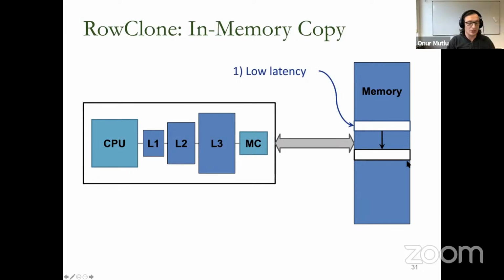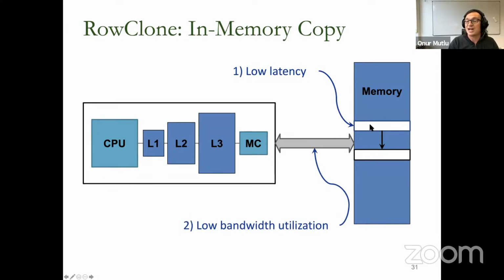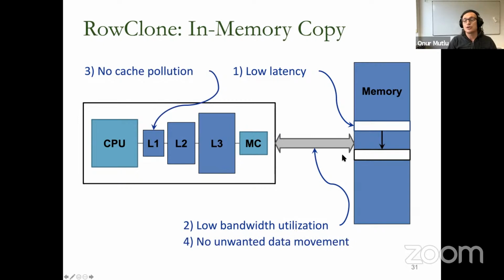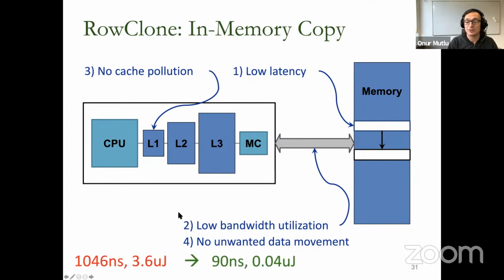This is low latency because we're going to use the internal structures inside memory. This is low bandwidth on the memory bus because we're not going to transfer any data. This is going to cause no cache pollution because we're not going to even touch the cache hierarchy. As you can see, we're not going to even touch the bus over here. And there is no unwanted data movement because if the copied data is not going to be used anytime soon, you're not going to transfer it. Basically, you're going to transfer the data only when it's needed to the processor. And the paper shows that you can reduce the 1,000 nanosecond latency to 90 nanoseconds. That's more than an order of magnitude improvement. And the energy, 3.6 microjoules, almost 2 orders of magnitude lower, to 0.04 microjoules.